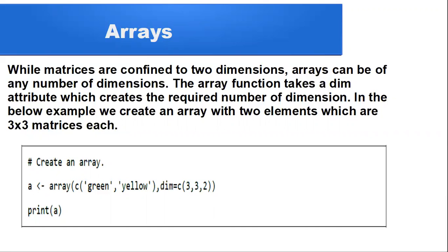Arrays are the data objects which can store data in more than two dimensions. An array is created using the array() function. We can use a vector as input and create an array using the below mentioned values in the dim parameter. How can I create an array?